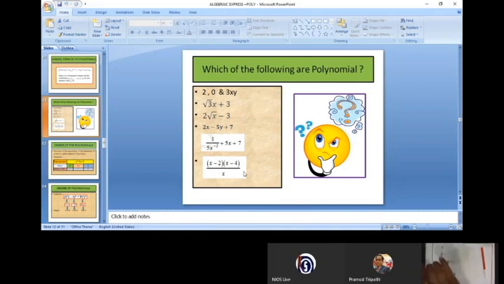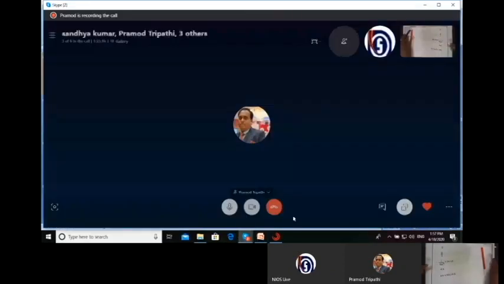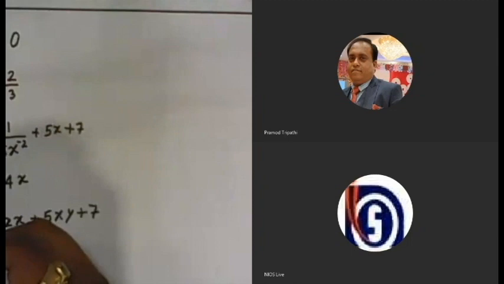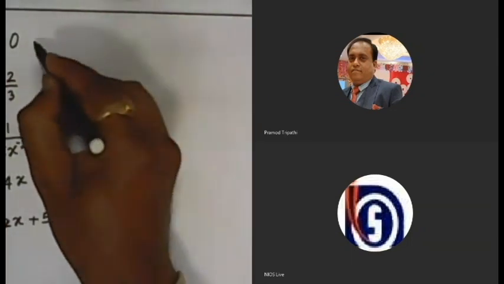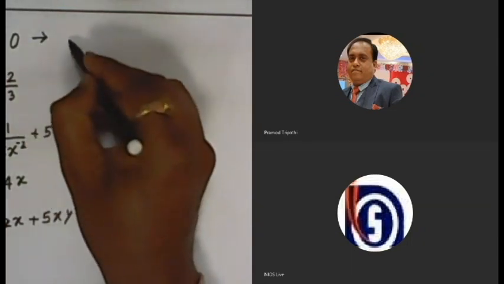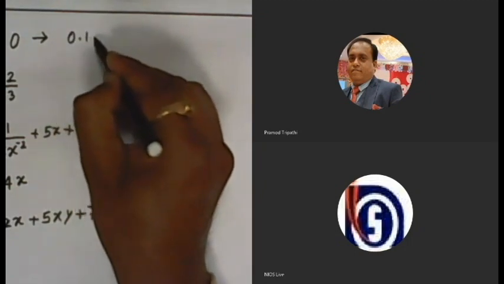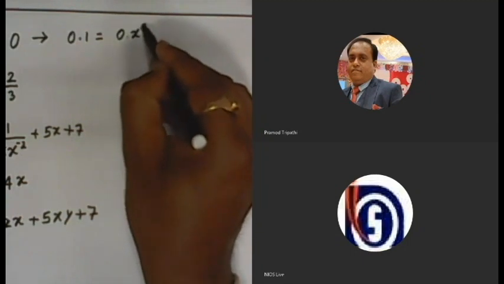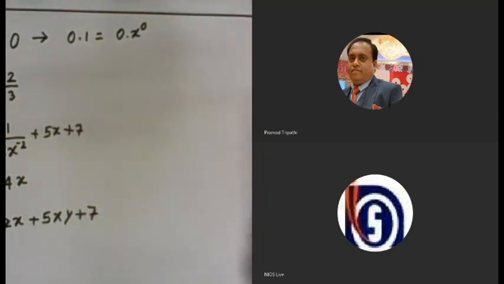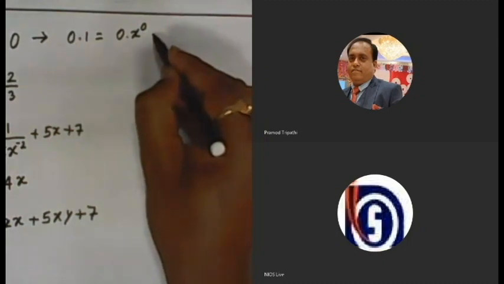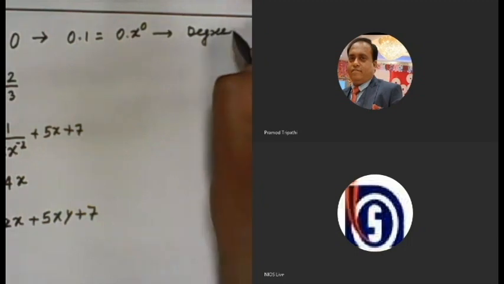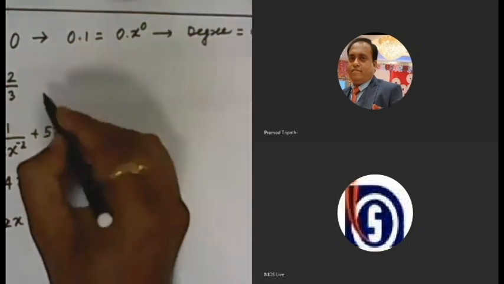Now we go to the first case, the 0. 0 can be written as 0 into 1, and this 0 into 1 can be written as 0 into x raised to the power 0. So what will be the degree? The degree will be 0.